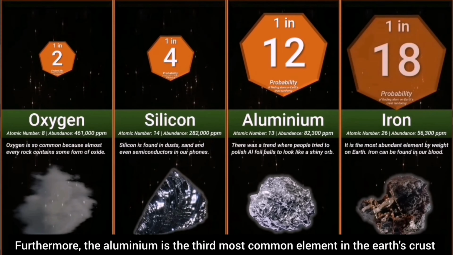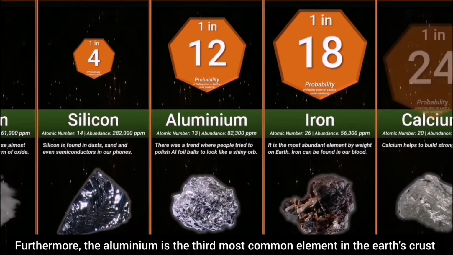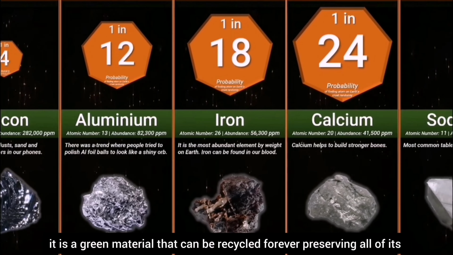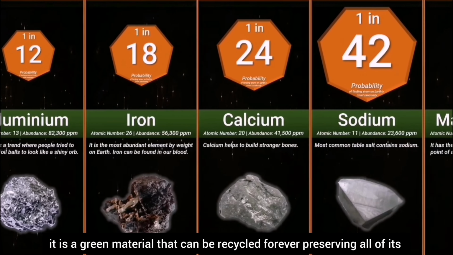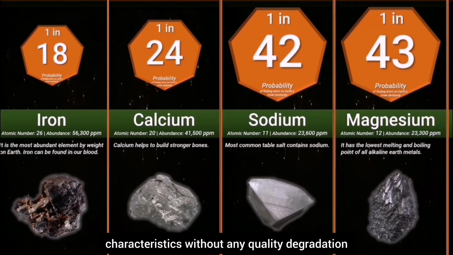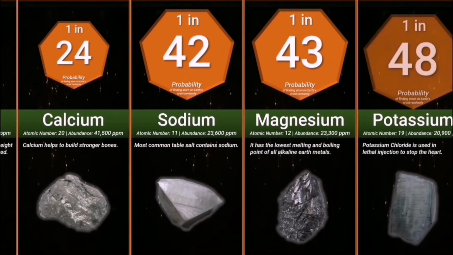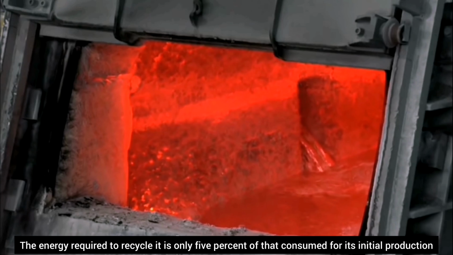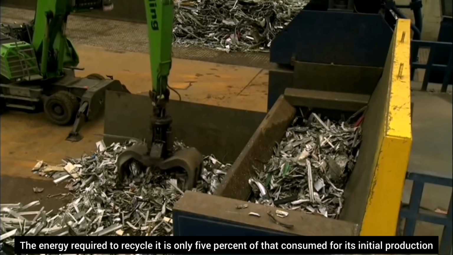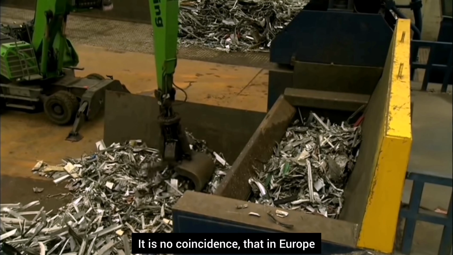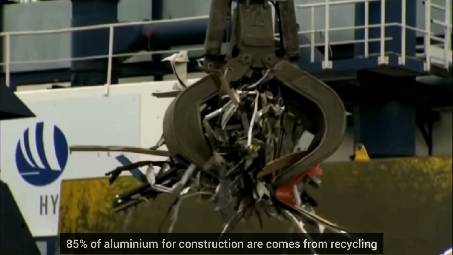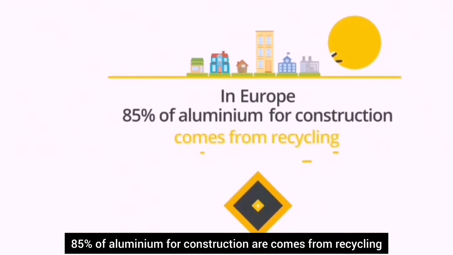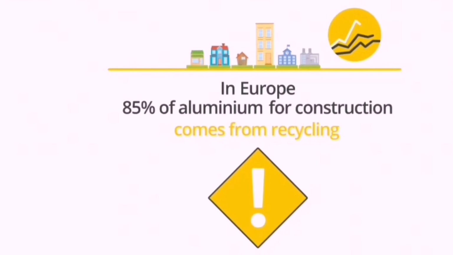Furthermore, aluminium is the third most common element in the Earth's crust. It is a green material that can be recycled forever, preserving all of its characteristics without any quality degradation. The energy required to recycle it is only 5% of that consumed on its initial production. It is no coincidence that in Europe, 85% of aluminium for construction comes from recycling.